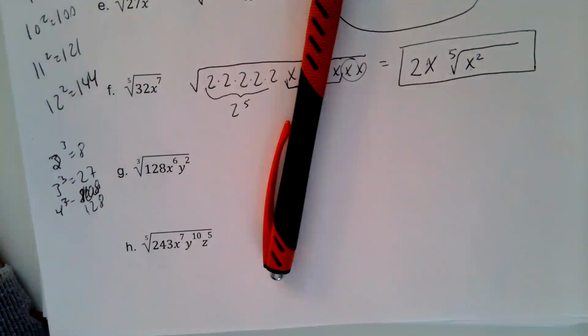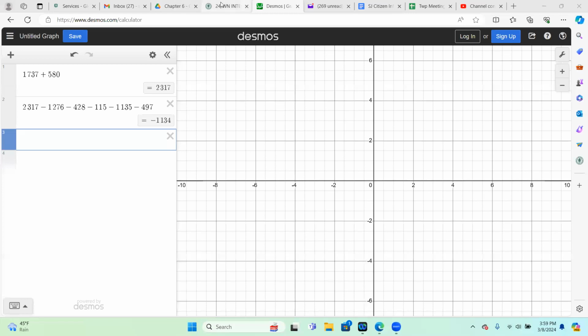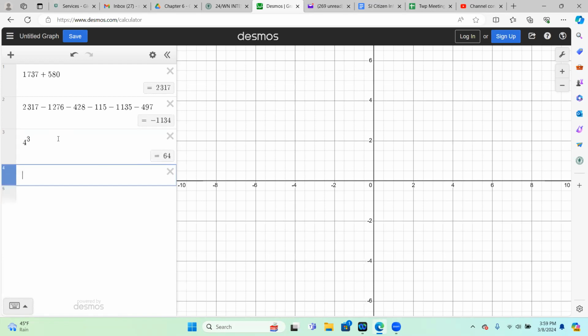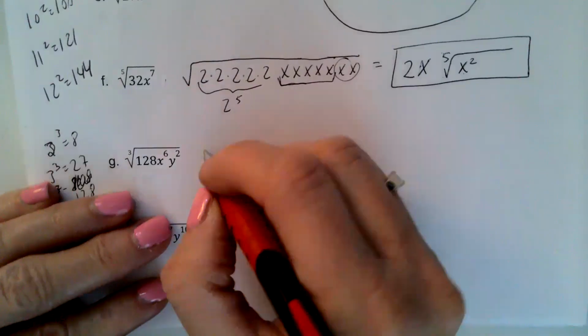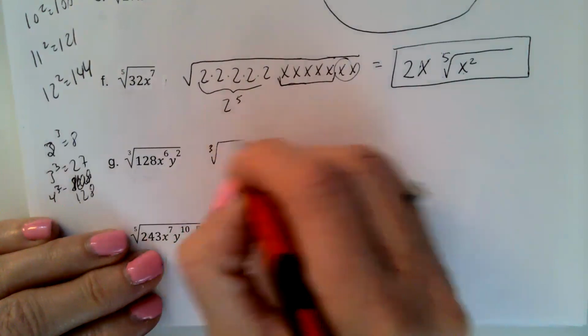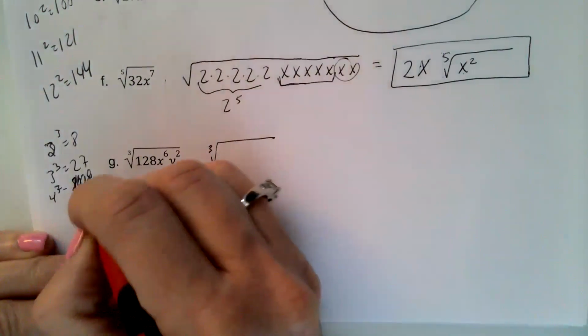Let's just look at this in Desmos and just be sure. 4 to the 3rd is 16 times 4. It's 2 of those. Okay, so let's go back to my paper here. So the cube root of 4 cubed is 64.